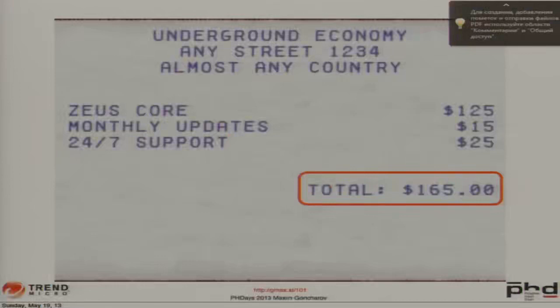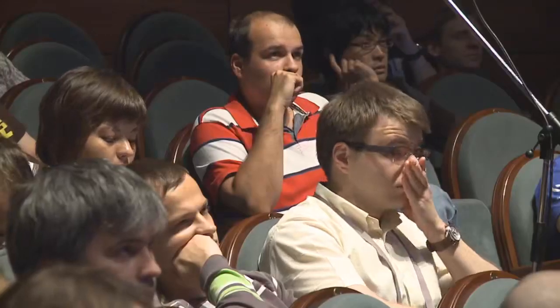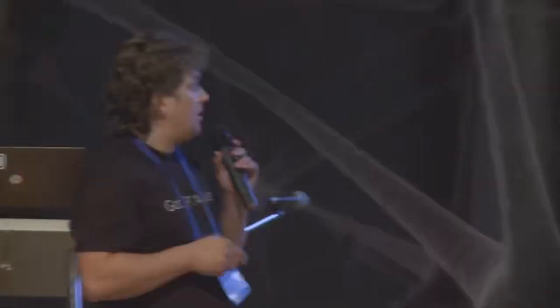The price is quite democratic, $165, and not only do you receive the core of the system, but you also get monthly updates and support. 24 hours, 7 days a week support is also good to have.